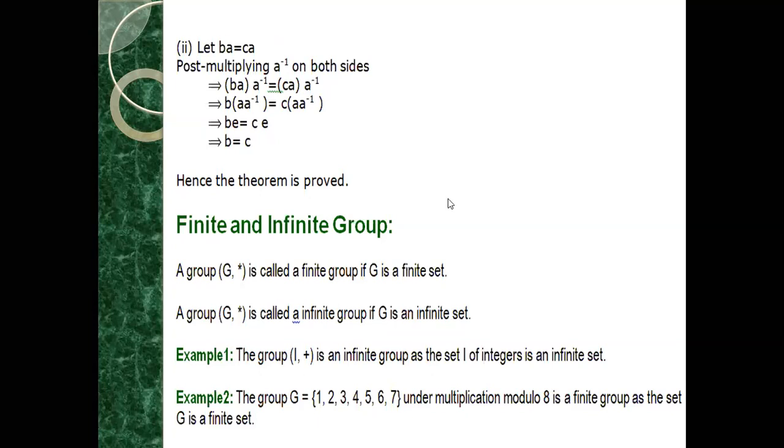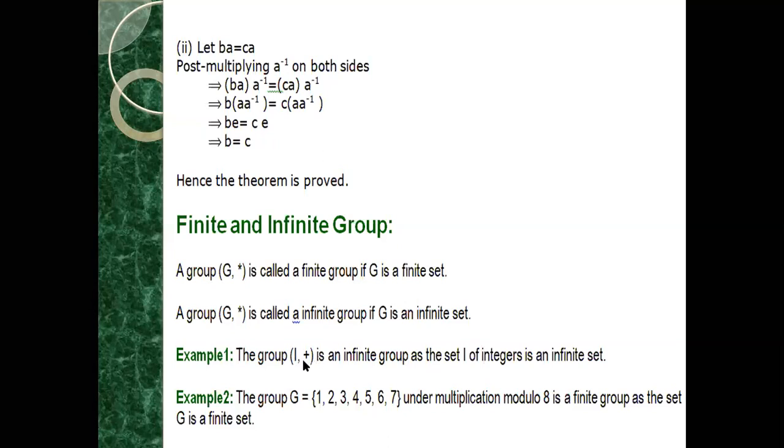Next, finite and infinite group. A group (G, *) is called a finite group if G is finite. So if the given set is finite, then (G, *) is a finite group. And (G, *) is called an infinite group if G is an infinite set. Here (I, +) is an infinite group as the set I of integers is an infinite set.